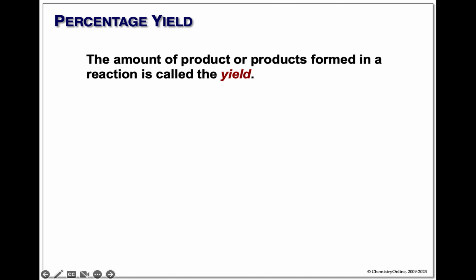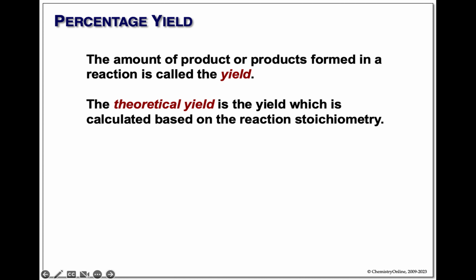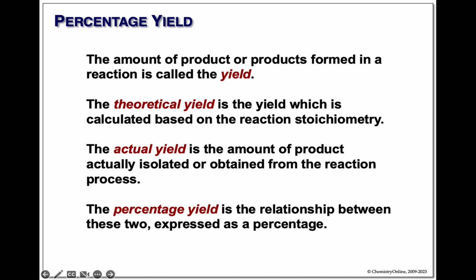That brings us to the concept of percent yield. The amount of products formed is called the yield. Theoretical yield is what you calculate you should get. Actual yield is what you go and you weigh. And you say, well, okay, this is what I got. Percentage yield is simply actual divided by theoretical times 100.